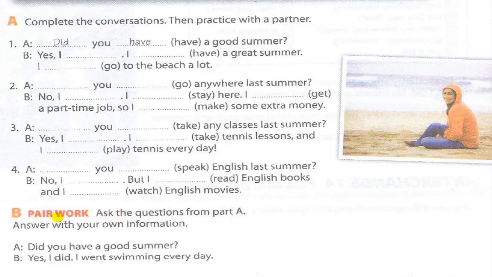B. Pair work. Ask the questions from part A, answer with all your own information. هنسأل بقى الأسئلة دي تسألها لصاحبك. You will ask these questions to your friend, then you answer with your own information. You will say your answer. Did you have a good summer? Yes, I did. I went swimming every day.